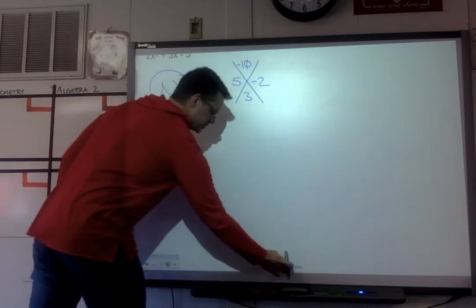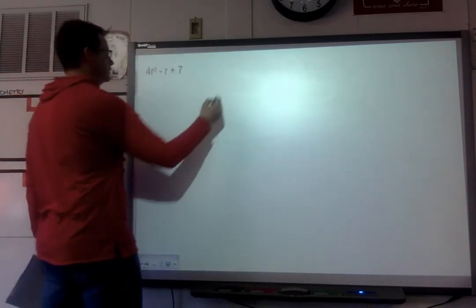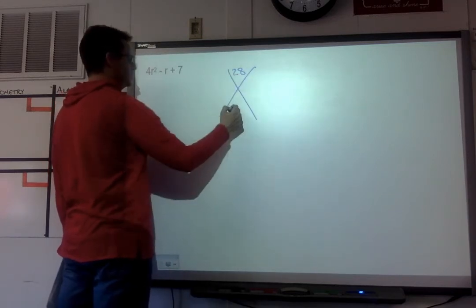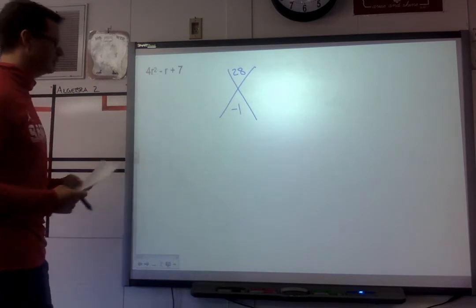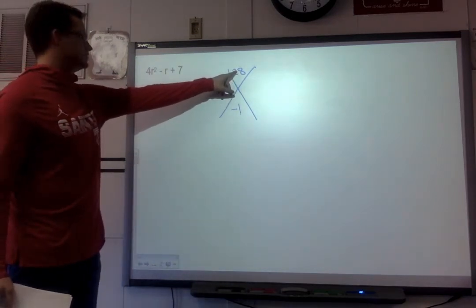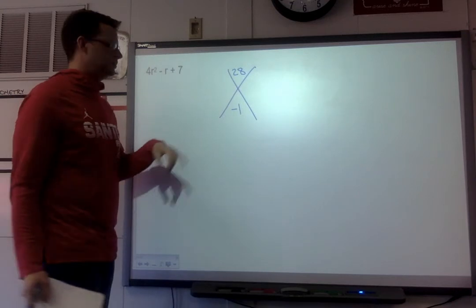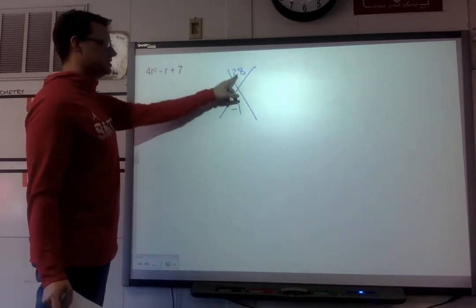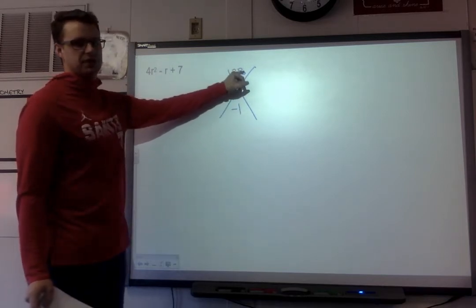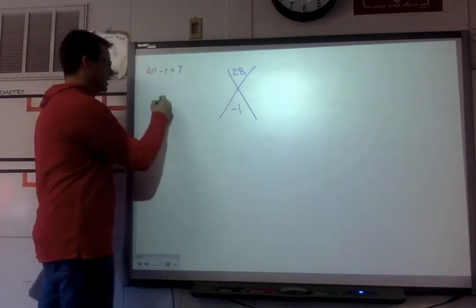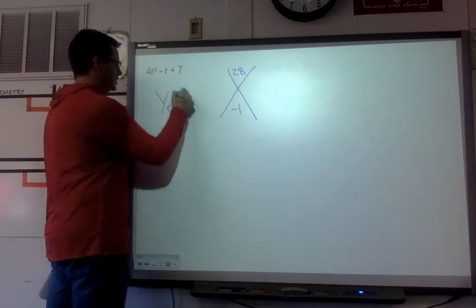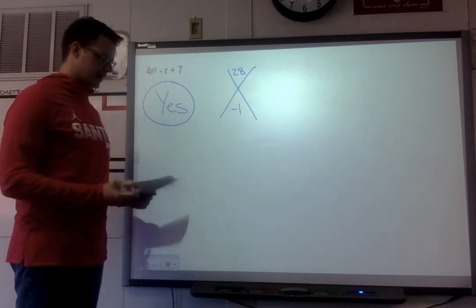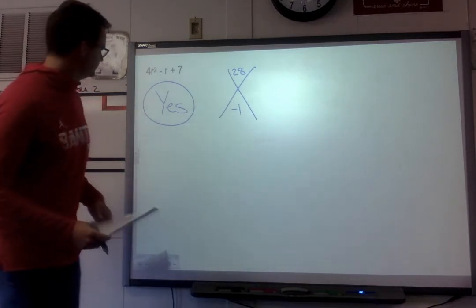And then the last one here, again, we start with our x. A times c would be 28. B would be -1. Two numbers that multiply to 28 and add to -1, meaning they're both going to be negative numbers. In this case, there are no two negative numbers that multiply to 28 and add to -1. So we would say, yes, this is a prime polynomial. And on those, again, your answer is just yes or no.